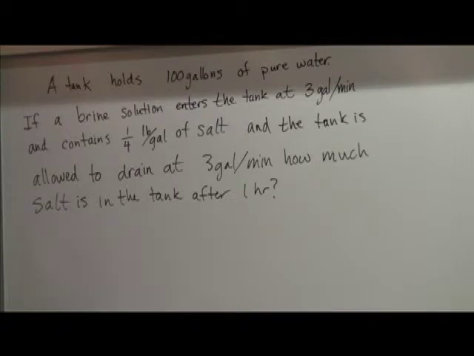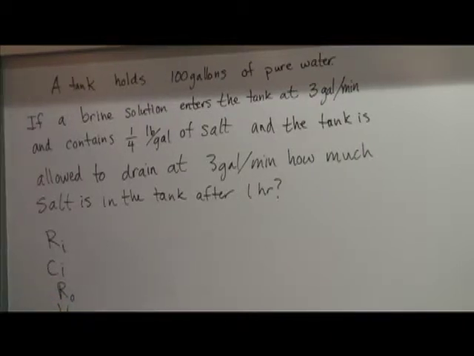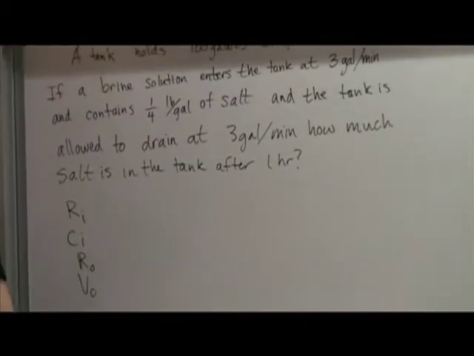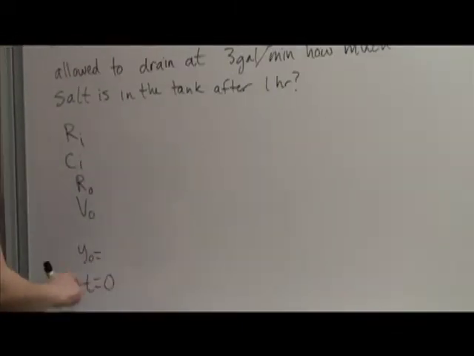Okay, they have to give you your rate in, your concentration in, your rate out, and your initial volume. They have to give you all those things. So we have our rate in, our concentration in, our rate out, our initial volume, and then our initial amount of salt. Whatever our initial amount of salt is, that means time is 0.